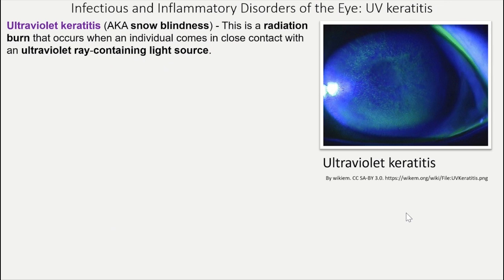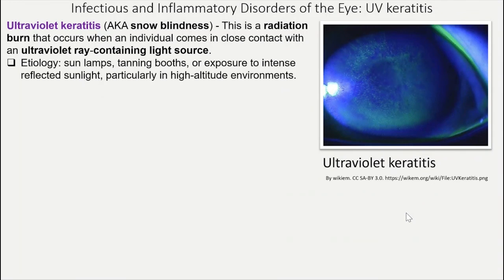One more keratitis, ultraviolet keratitis, aka snow blindness. This is an interesting one. It's a radiation burn from UV light. The typical question stem is the patient who was snowboarding and now is having some trouble with vision and photophobia. But it could be from a tanning booth, and really what it is, high altitudes are really close to the sun, but also have this reflective capacity due to all the snow on the ground.